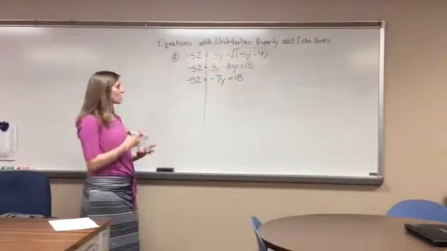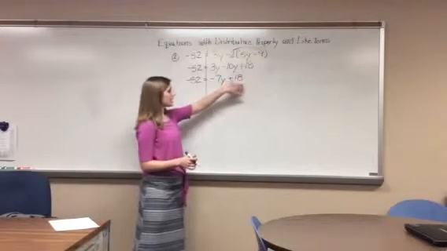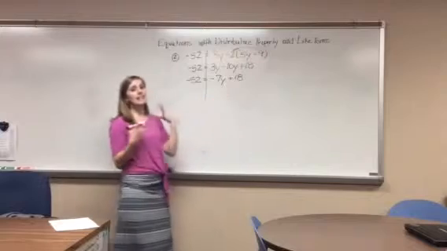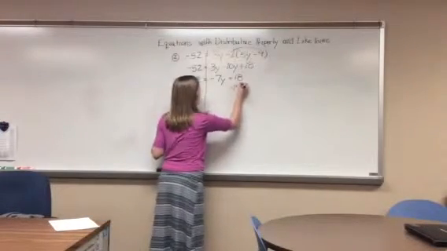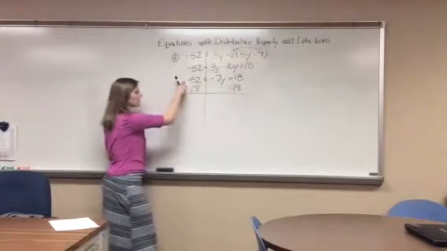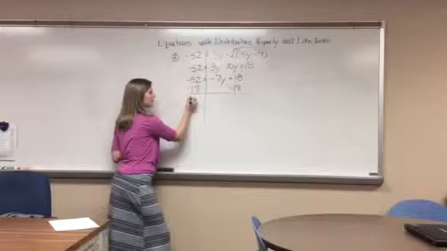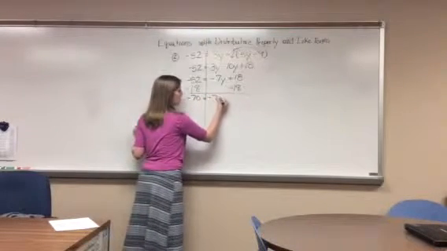And again, when we're solving, cancel out the addition or subtraction first. This 18 is being added to the y, so I need to cancel out the plus 18 by subtracting 18 on both sides. So negative 52 and negative 18 gives me negative 70 equals negative 7y.